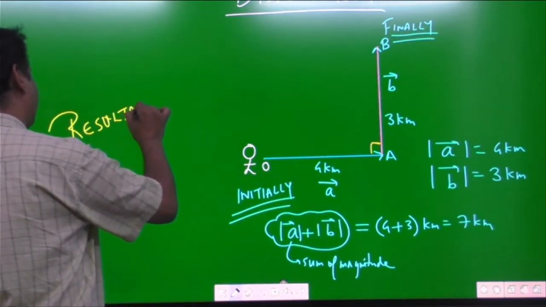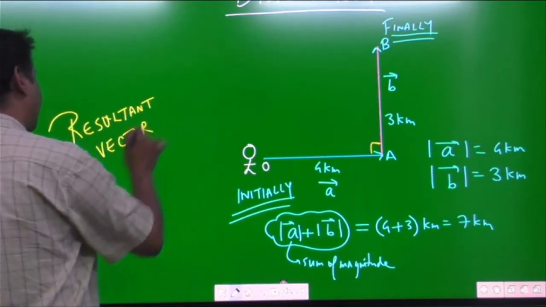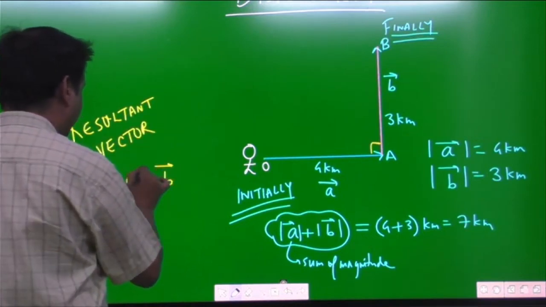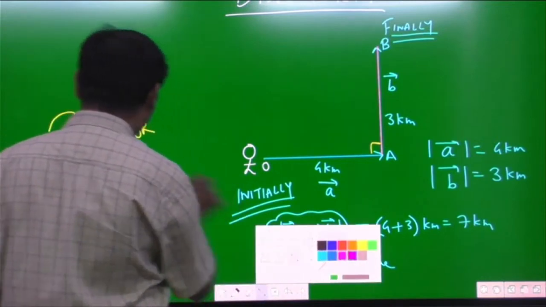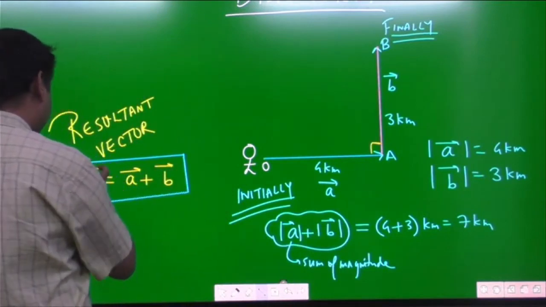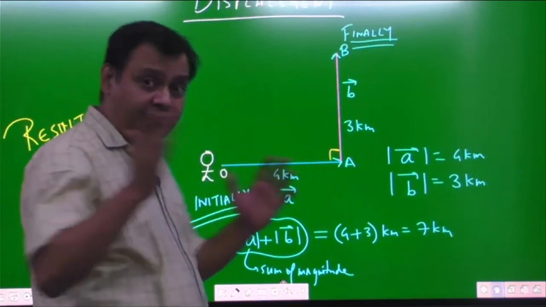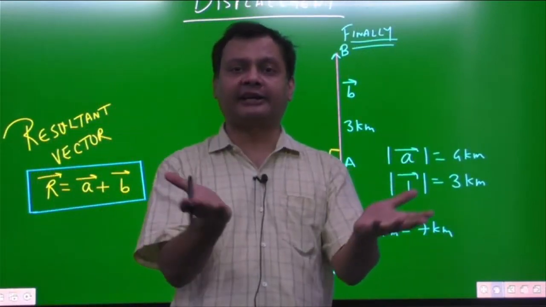We have to find the resultant vector, say vector R, which is vector A plus vector B. In the previous lecture, we saw the physical significance of the resultant vector. Basically, the resultant vector is a single vector which gives the same physical effect, the same physical outcome, as given by a number of vectors acting together.